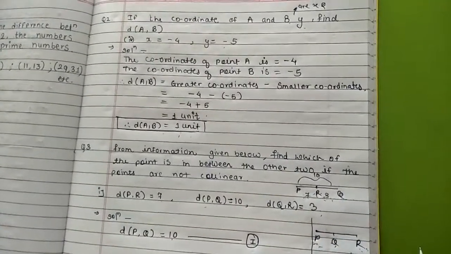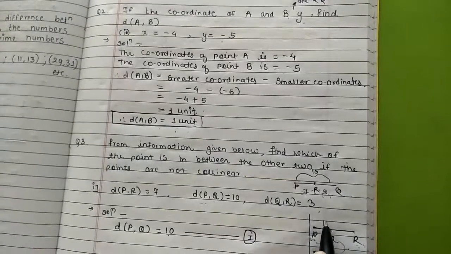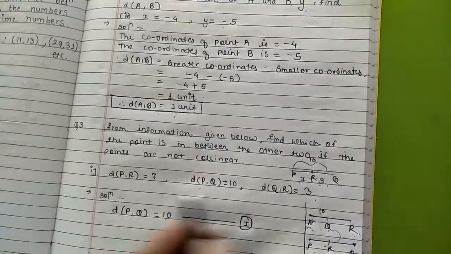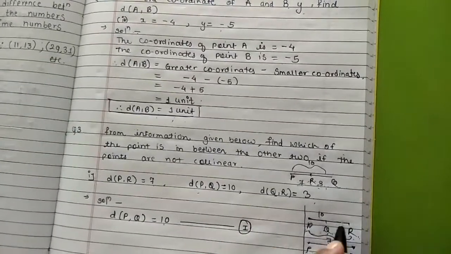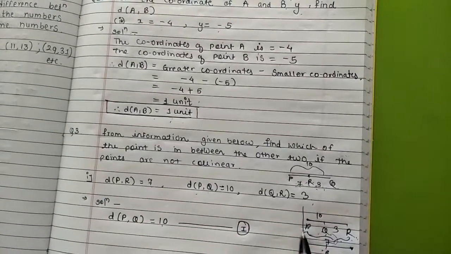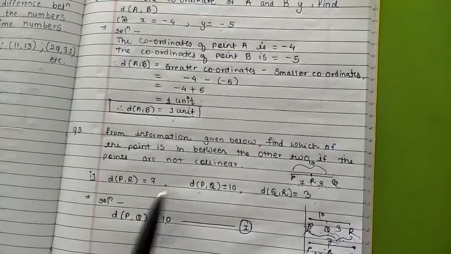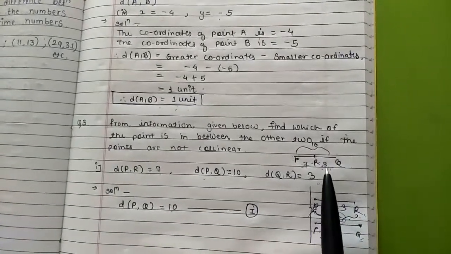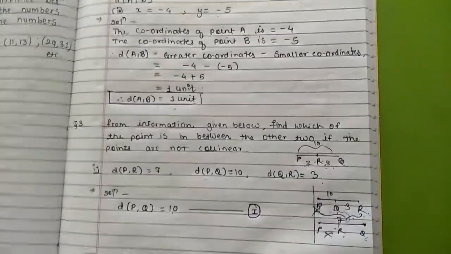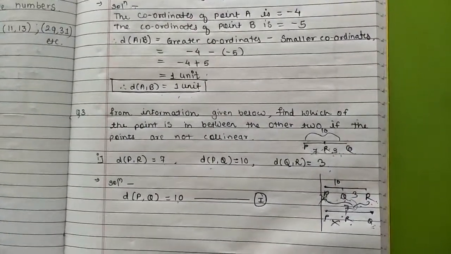P and Q. If we do it this way, what did they say the PQ distance is? They are saying 10, and then the PR distance, this distance, is 7, and the distance between QR is 3. So whether this is satisfied or not, we check. So that's why this is one method by which you can decide whether the points are in between each other or not. That is nothing but whether they are collinear or not collinear, that we have to identify.